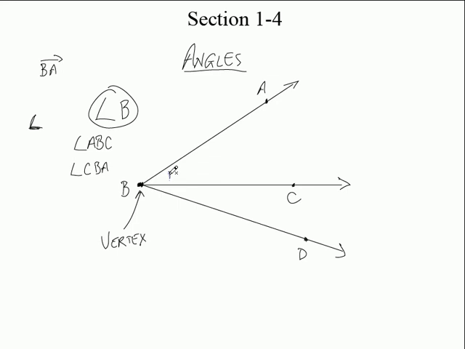If there's a 1 in between these 2 rays, it's talking about angle what? ABC, right? So that would be angle 1. If I put a 2 right there, what's another name for angle 2? CBD, good. And I'm going to put a little arc here to show the whole thing.